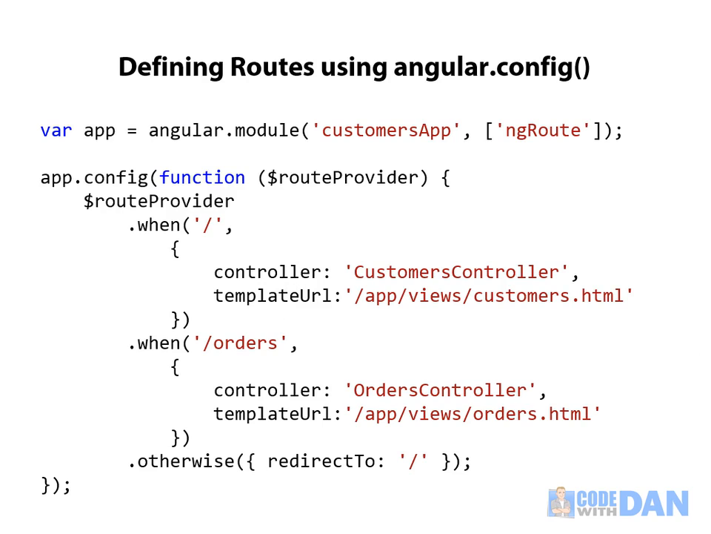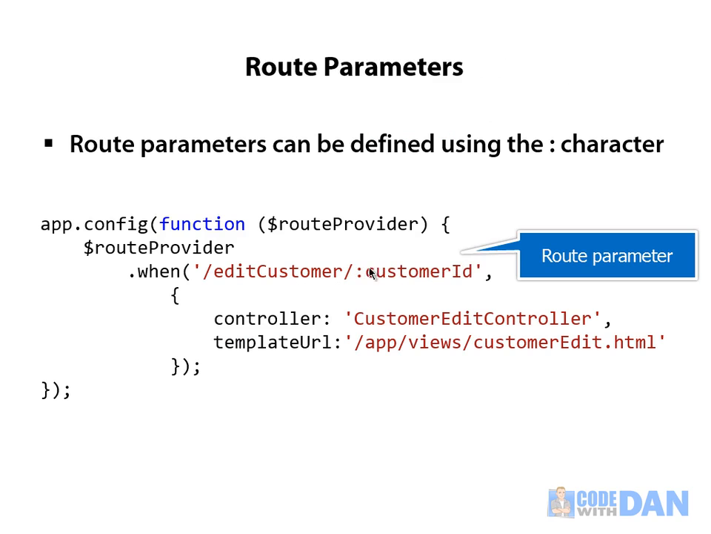Now you can also define parameters in a route, and specifically we call these route parameters, kind of an obvious name. What this allows us to do is now as we work with a given route, we can actually pass a value, for instance, a customer ID. Maybe we want to edit a customer. Well, if we're going to do that, we probably need to know the ID of the customer to edit.